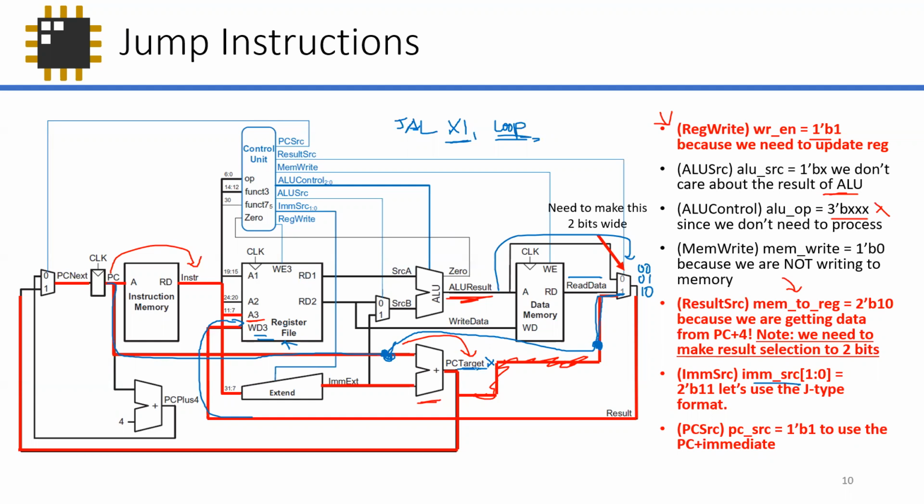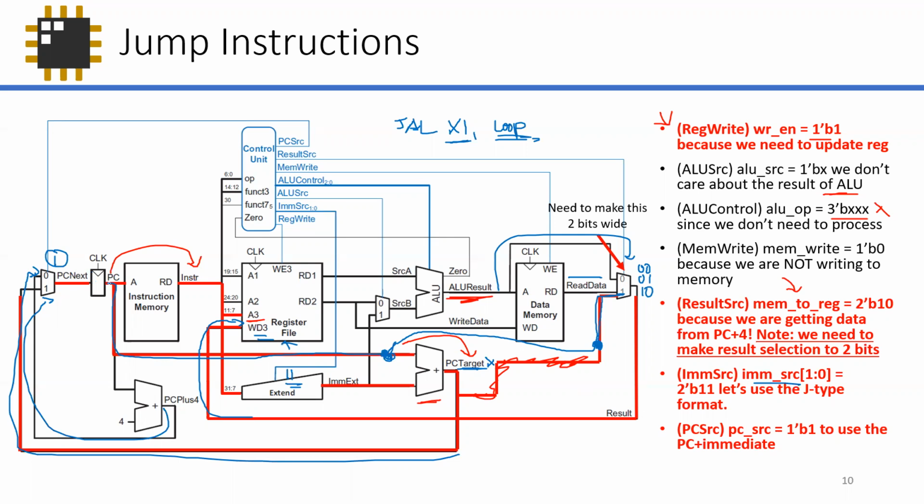Again, the IM source, you have to use the I type. So that's 1 1 over here, down here. Sorry, not I type, but the J type immediate. And then your PC source should grab not the PC plus 4 path, but the one in the PC target path. So you have to set it to 1 because you have to jump immediately to the next target, so that in the next clock cycle, it's already using the new PC plus target address. Okay, very simple, right?